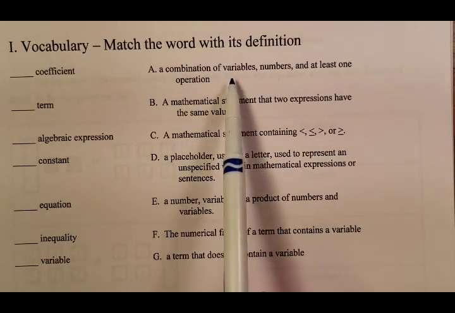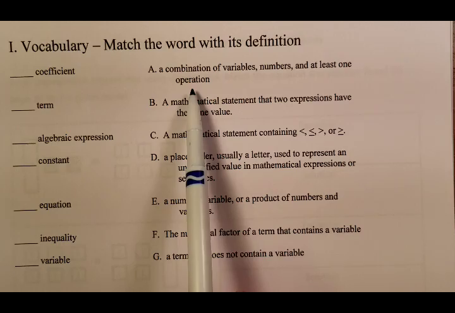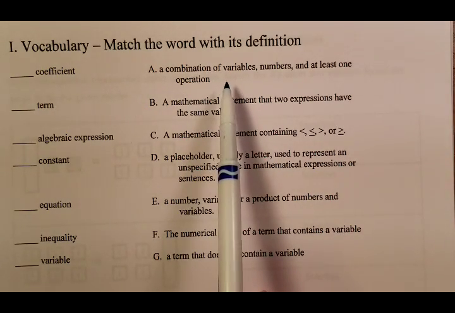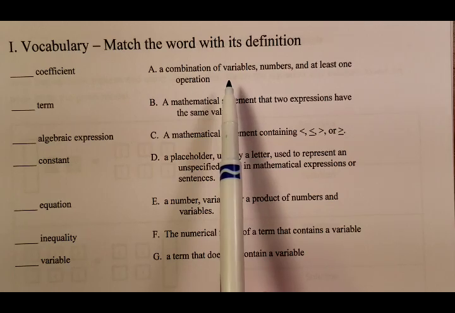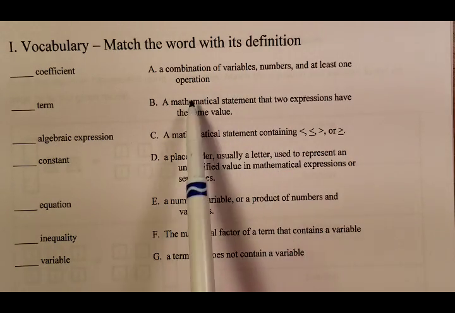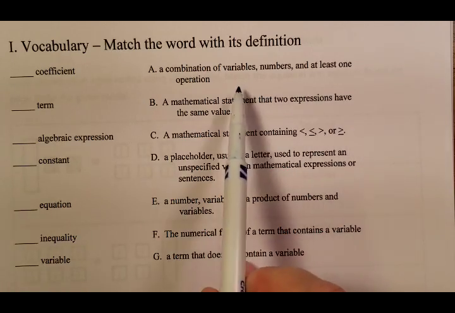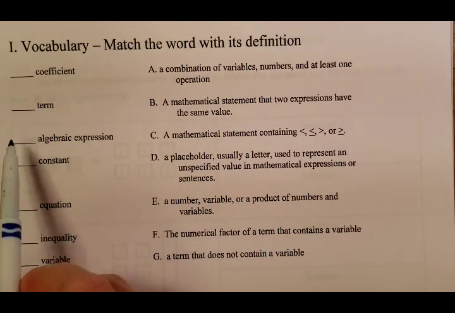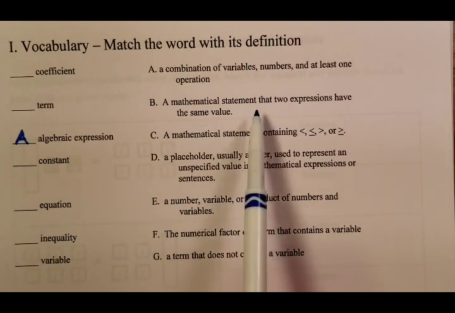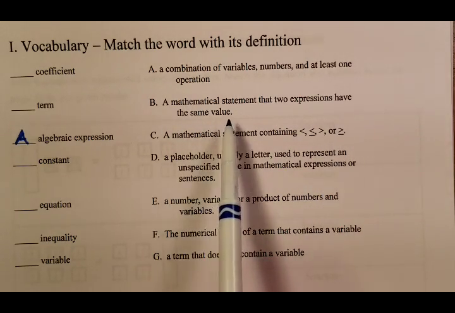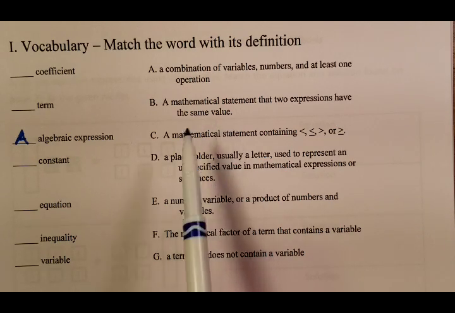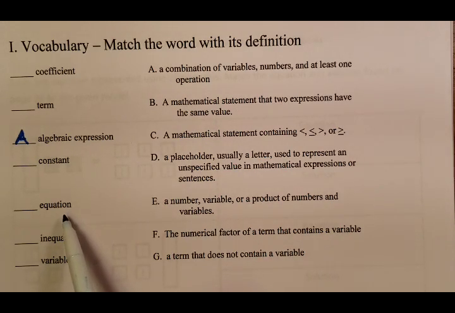So a combination of variables, numbers, and at least one operation. Doesn't say anything about an equal sign or an inequality sign. So it is an algebraic expression because it's got variables, so it's algebraic, so it's an expression, A. B, a mathematical statement that two expressions have the same value. It's the same value, equal sign, so that's an equation.